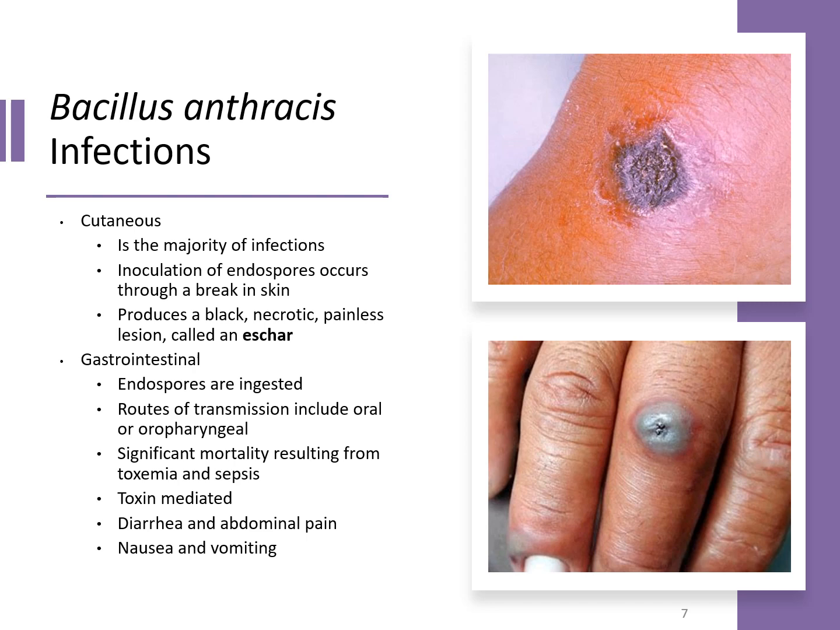With a gastrointestinal infection, the endospores are ingested, and so this can include transmission through oral or pharyngeal ingestion. And then what will happen is the patient will develop abdominal distress, something like bloody vomiting or diarrhea, a fever, and then they'll start developing signs of septicemia.